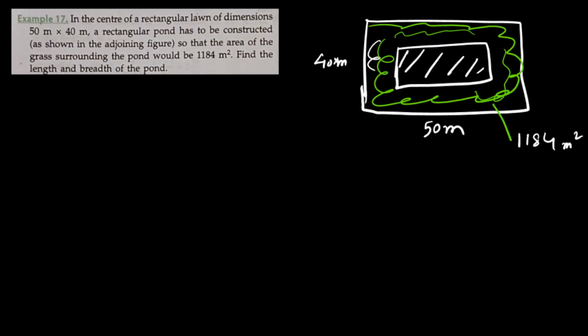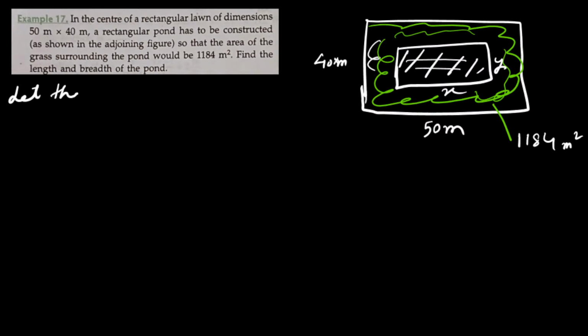So find the length and breadth of the pond. What we have to find is the length and breadth of the pond. This inner rectangle, its length and breadth I have to find. So whatever we have to find, the same thing we can just assume.